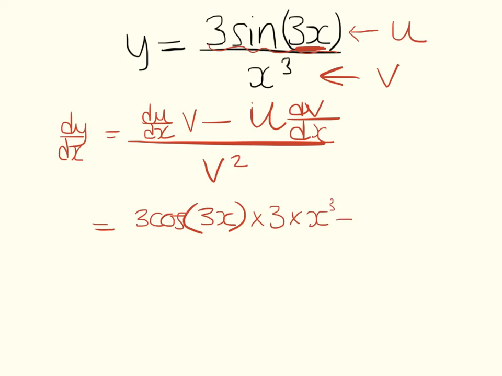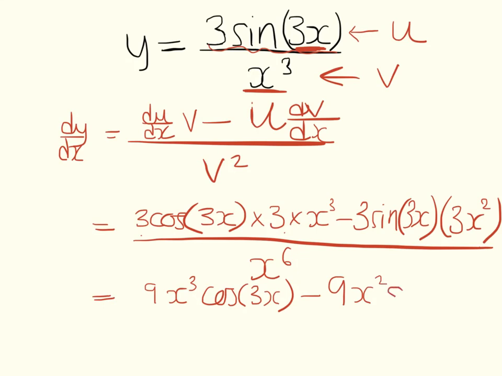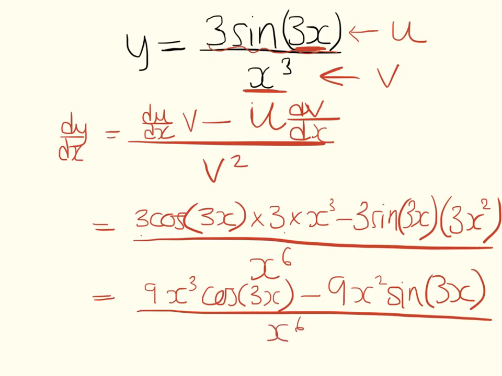Now I've got to take away, well, the u stays as it is, so 3 sine 3x. And then we differentiate v, and if we differentiate that, then we get 3x squared. So then that's all over x to the power of 6. So now multiply out, see if anything nice happens. So if we collect together, we've got 3 times 3, so it's 9x cubed cos 3x minus, again we've got 9, and then x squared sine 3x over x to the power of 6.